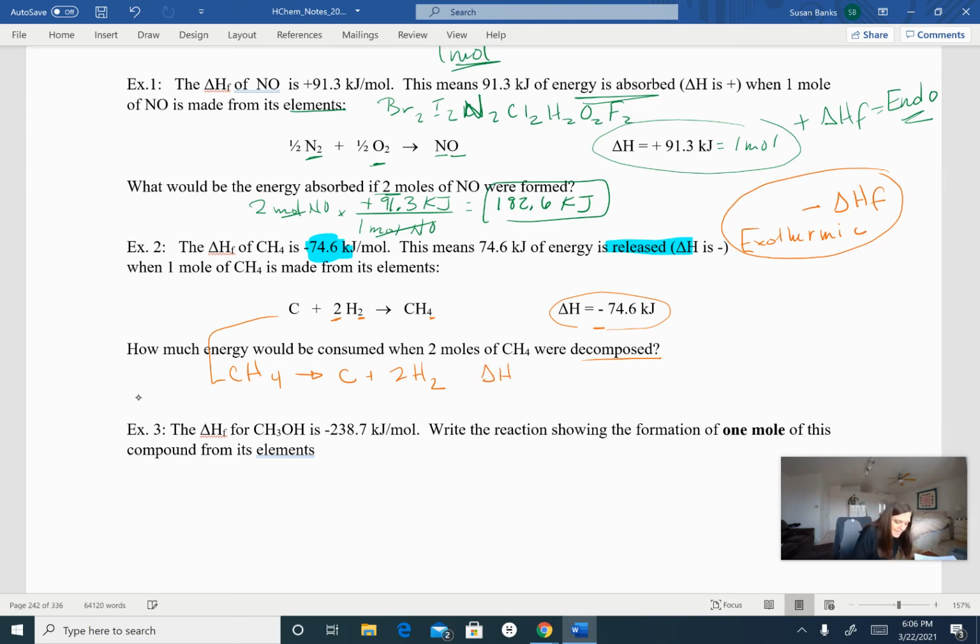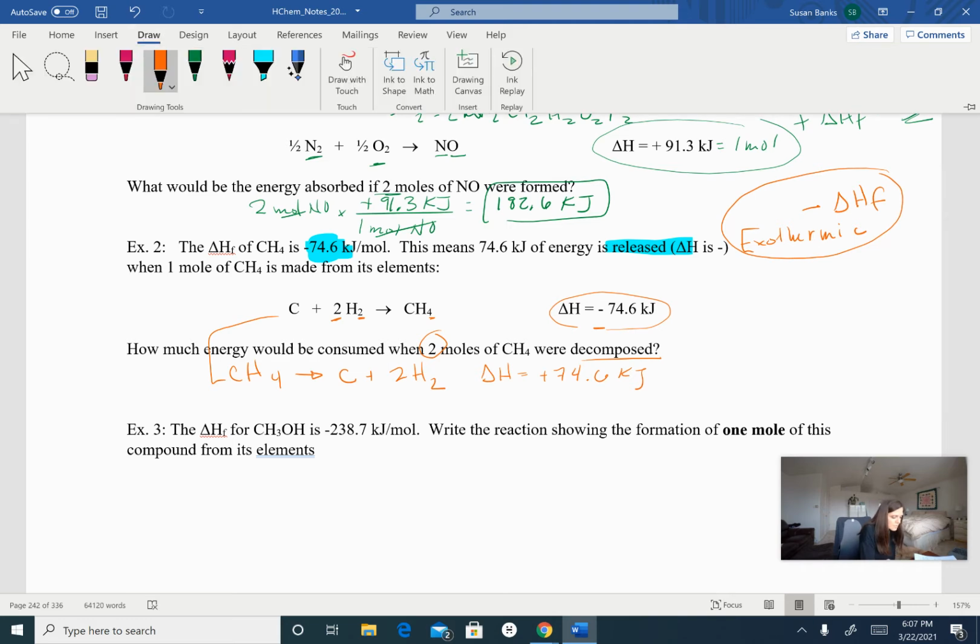Yes, I take the negative value. So the delta H of this would be positive 74.6 kilojoules. Okay, so the reverse reaction just has the opposite sign of that energy. Okay, so I want to know how much it would be when 2 moles are decomposed.